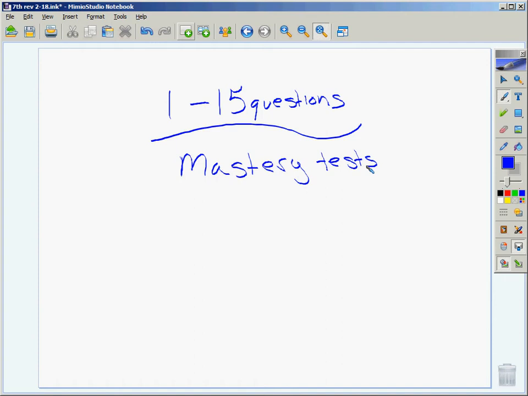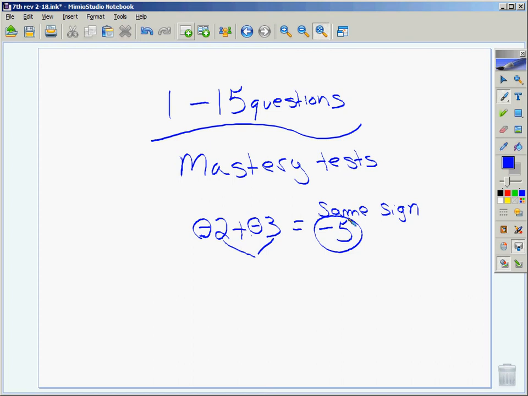And just as a refresher, if you have a negative plus another negative number, these have the same sign, so we'd add them together and keep the sign. They have the same sign because they are both negative. I add 2 and 3 and get 5. This would be a negative 5.